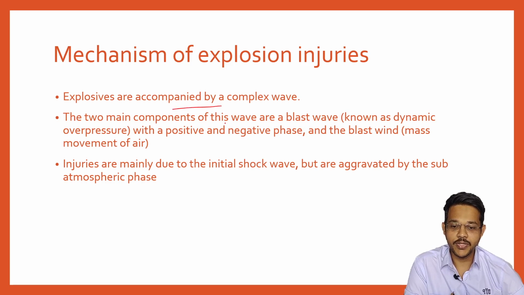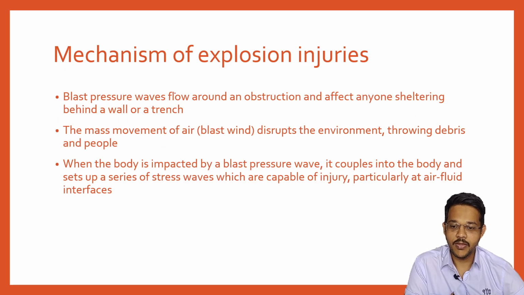There are two main components of this wave. One is the blast wave, known as dynamic overpressure, with a positive and negative phase, and the other is a blast wind, which is a movement of air. Injuries are mainly due to the initial shock wave but are aggravated by the subatmospheric phase. Blast pressure waves flow around an obstruction and may affect anyone sheltering behind a wall or trench. The blast wave is not hindered by obstruction, so it may injure even when the person is behind a wall or trench.